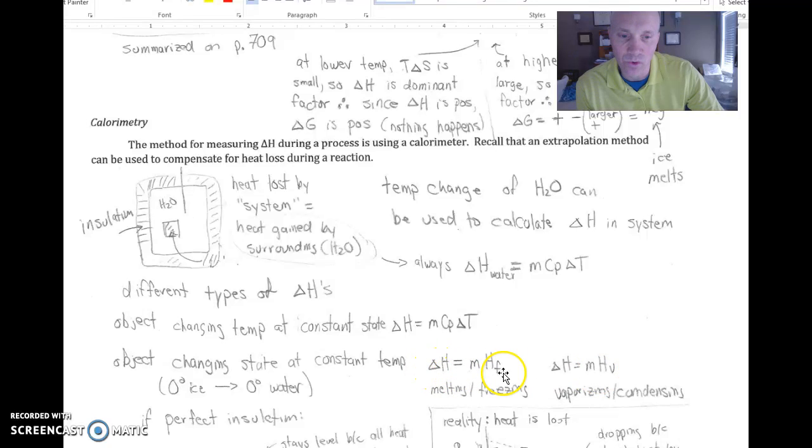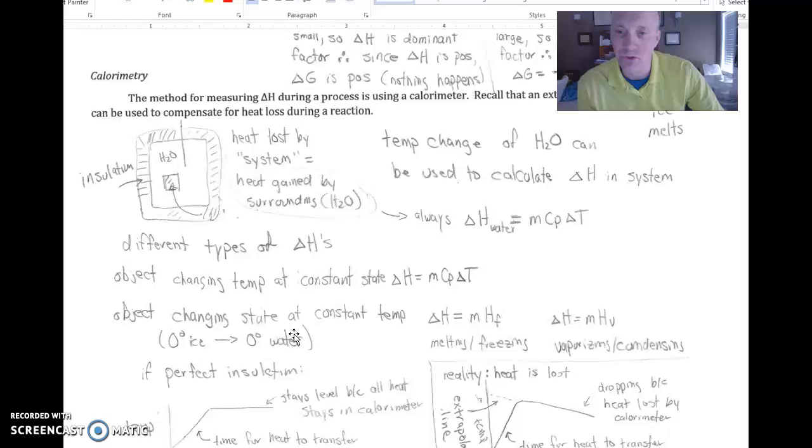So we could calculate the amount of enthalpy change that occurs there. Anytime the state of matter changes, there are these two equations, m·Hf and m·Hv. This is mass times the heat of fusion. This is mass times the heat of vaporization. Both of these are equations that you hopefully used in sophomore chemistry, but these are some types of things that could be done with the calorimetry equations.